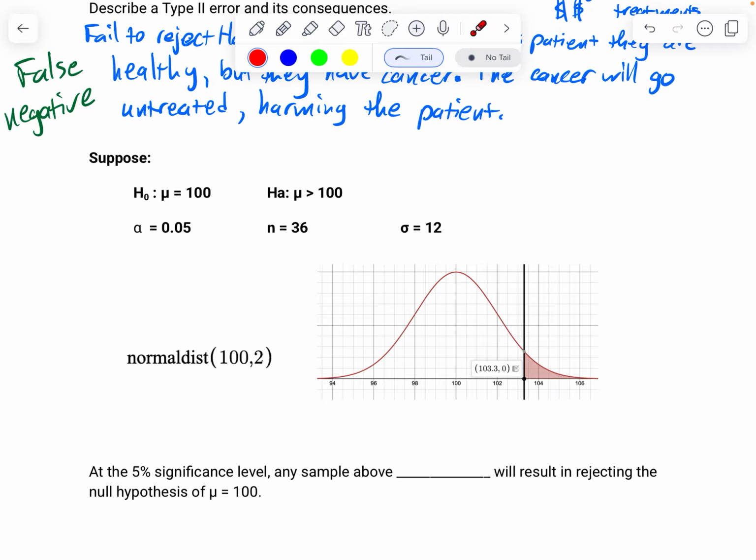So I sketched this on Desmos. You can actually do this too. You can put this into Desmos. It's a normal distribution centered at 100. Why is the standard deviation 2? This would be good memory.